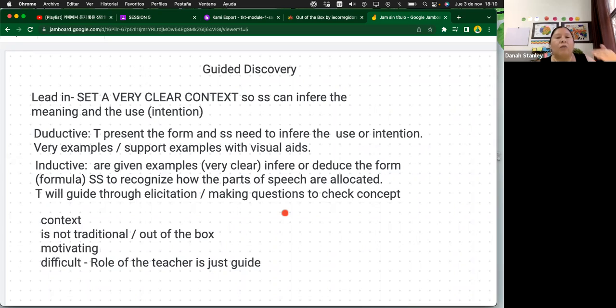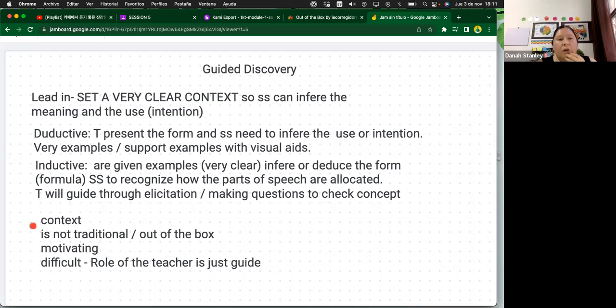And always, always, always making these questions to check the concept, the contextualization, make the students think and make this critical thinking, this inference, this guessing. So that's why I would say that guided discovery is not for basic learners. They need certain level of management of language and knowledge of the world, experience. So in here, the advantages is that it's totally not traditional, it goes out of the box.